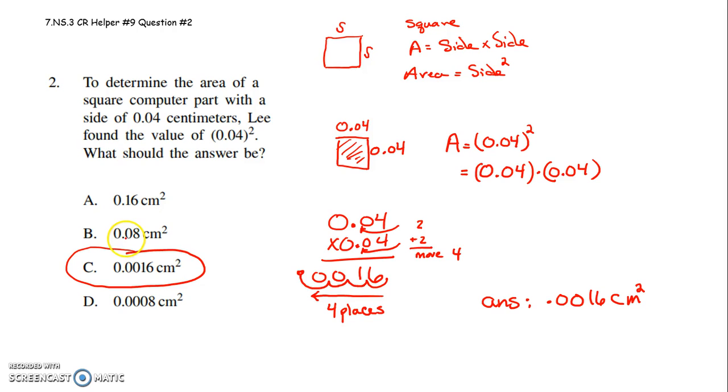They gave you those answers in case you accidentally thought squaring something was multiplying it by 2, and they gave you this answer in case you didn't know how far over to move your decimal point. But you do. Multiply the number by itself and move it over the total number of decimal points that you need to. All right, I hope that helps.